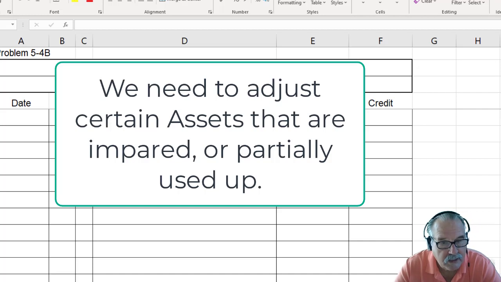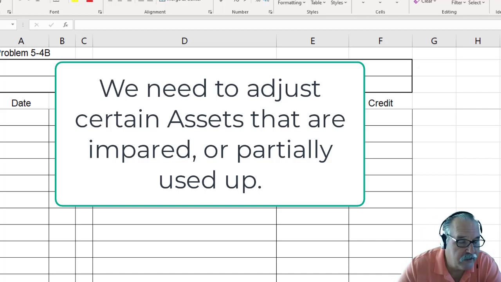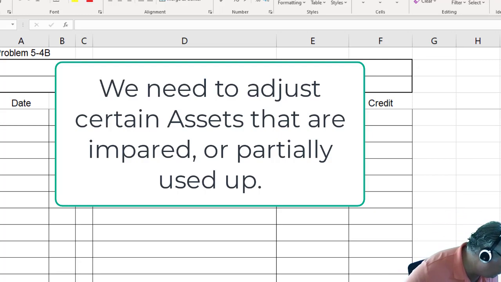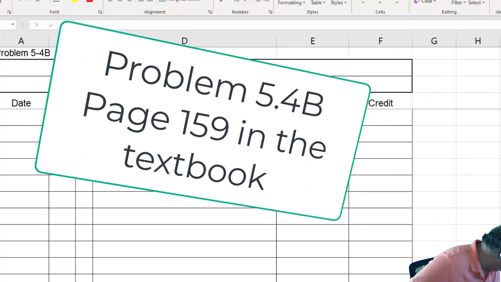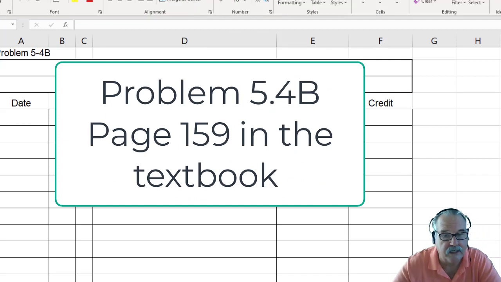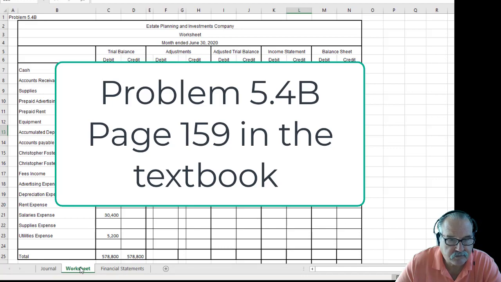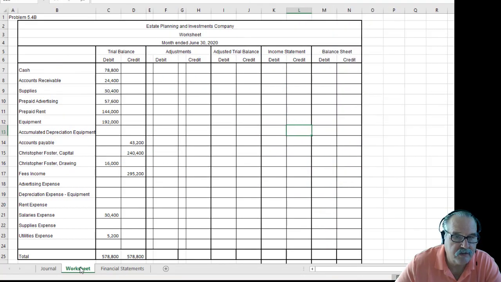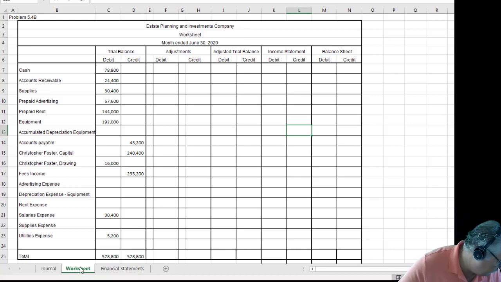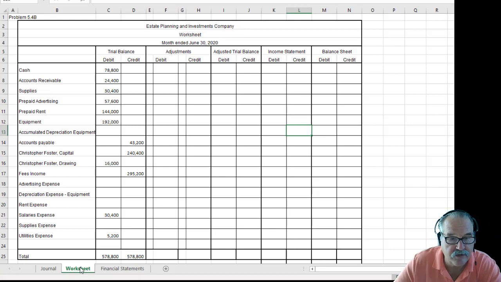But in this case, this is problem 5-4B, and this is in your book on page 159. What they've given us is a trial balance, and I have set up a worksheet with those beginning balances. So this company is the Estate Planning and Investments Company. The cash balance is $78,800. This comes right from your book. The total debits and credits is $578,800.